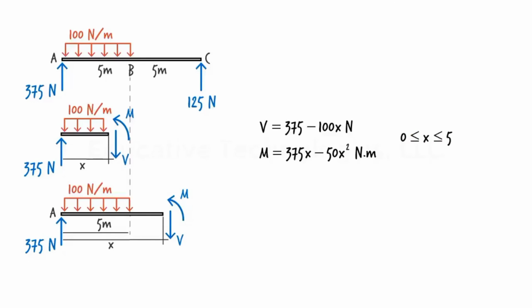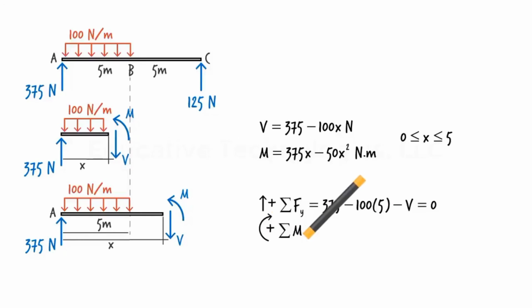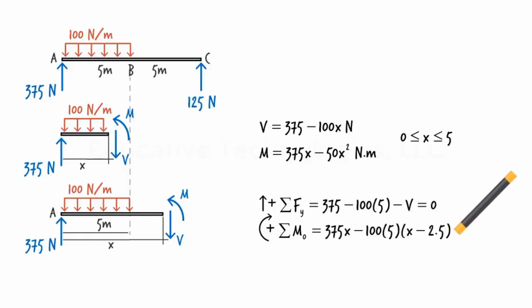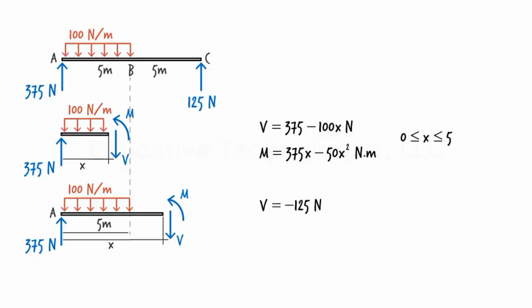For the second free body diagram, for the sum of the forces in the y direction, we have 375 minus 100 times 5 minus V equals 0. Summing the moments about the cut point, we end up with 375x minus 100 times 5 times (x minus 2.5) minus M equals 0. Solving the equations for V and M, we get V equals negative 125, M equals 1250 minus 125x.